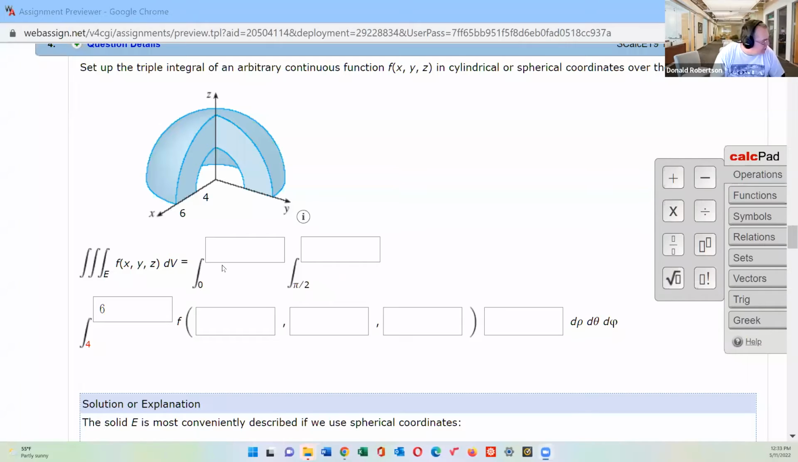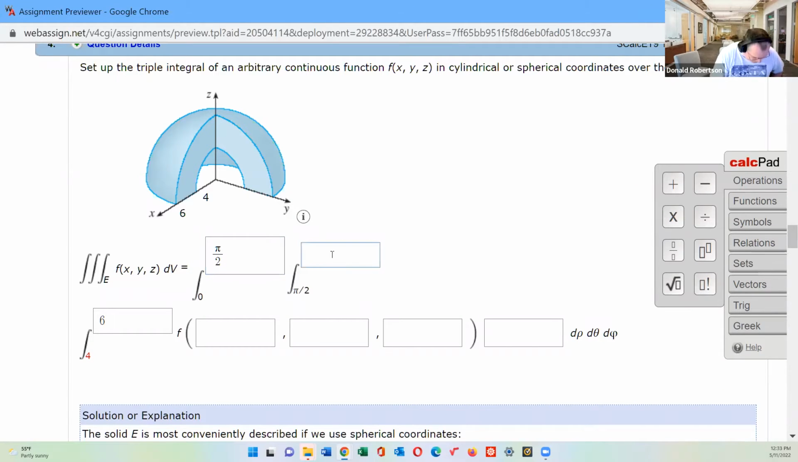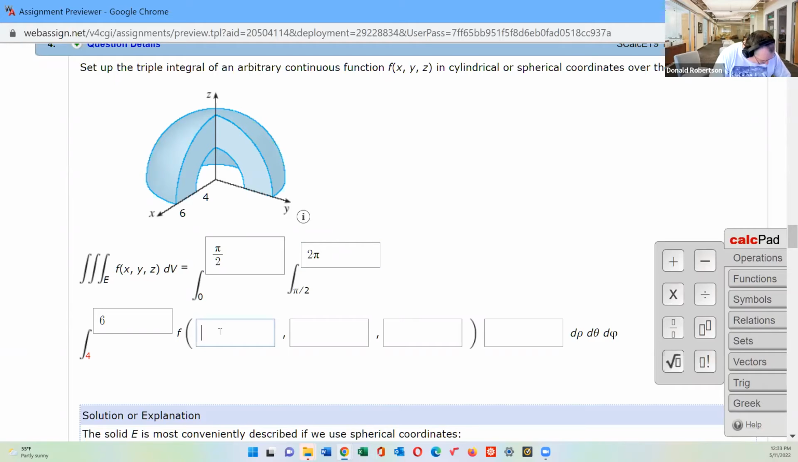0 to pi upon 2. Hopefully it'll take pi upon 2. Oh, it did. I've forgotten what our other one was. Oh, to 2 pi and 0.6. And this guy here is just the x. So this is going to be rho sine phi cosine theta. Let's figure out how to do that. I'm pretty sure they're hidden in the Greek letters.